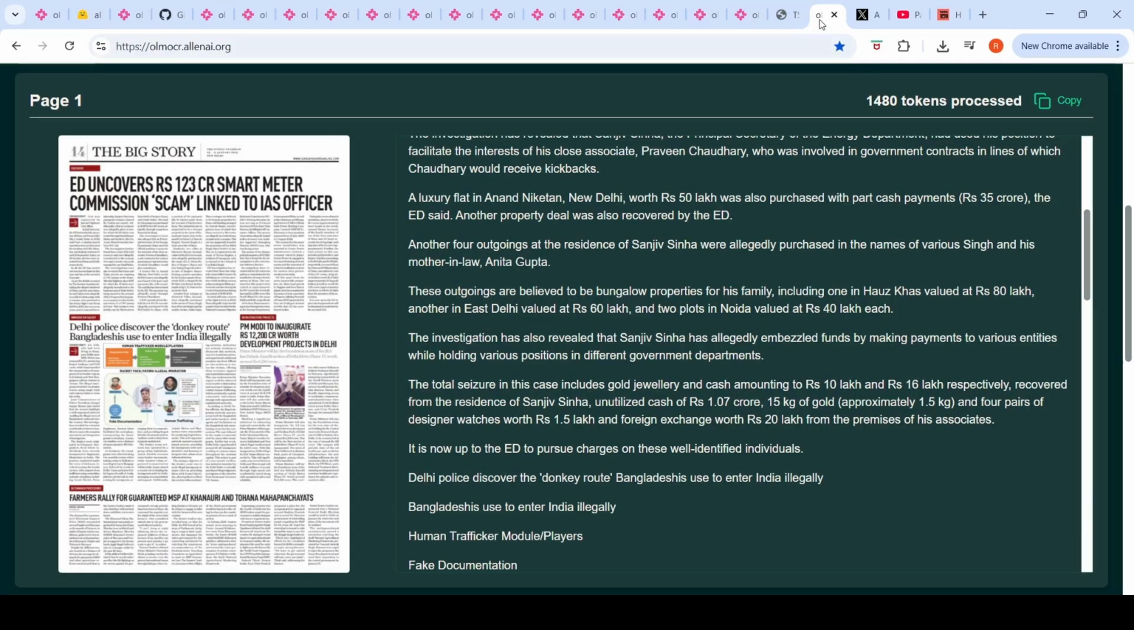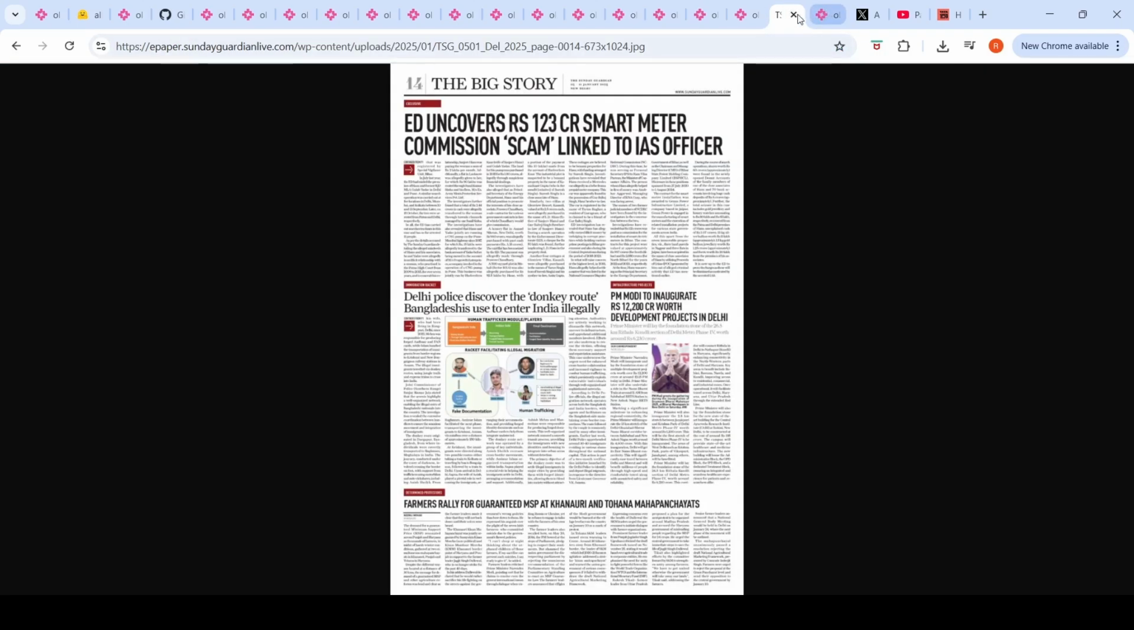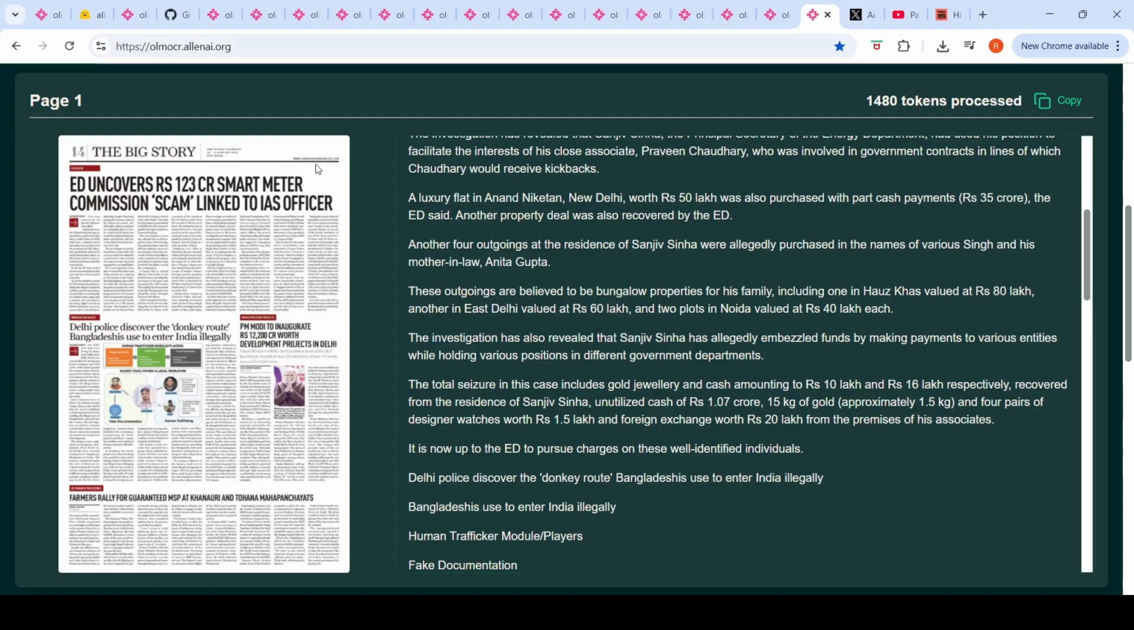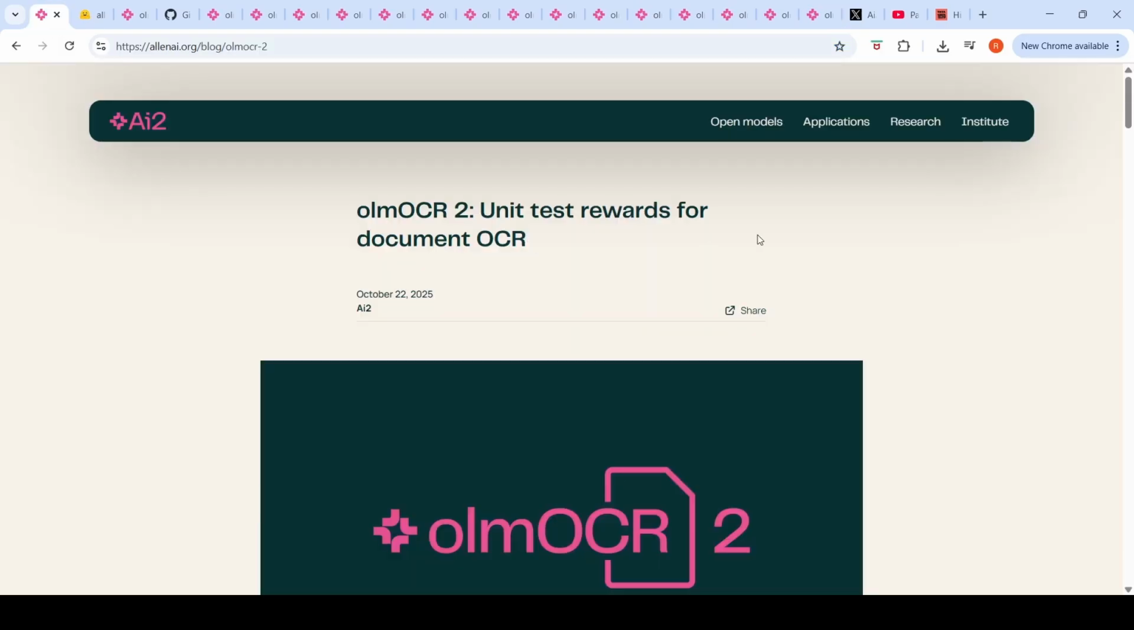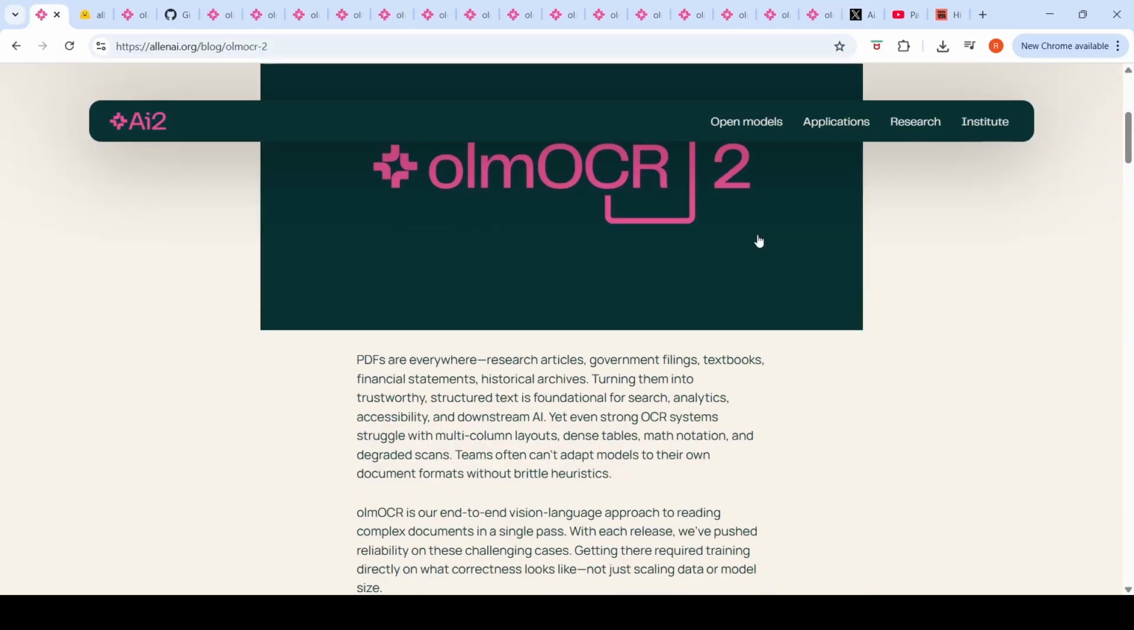So this OCR seems to be performing excellently across various kinds of data samples which I have tried out, including complex layouts and this thing. I don't see much hallucination or anything over here with this particular OCR model. Now let's go into a little bit of detail of how they created this model.